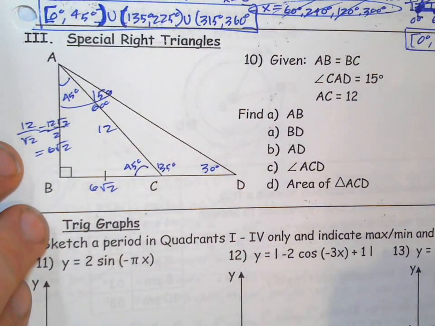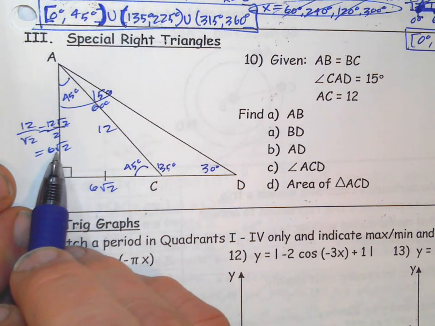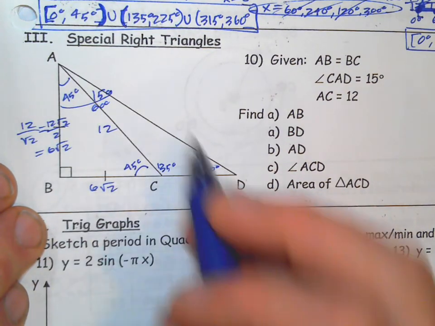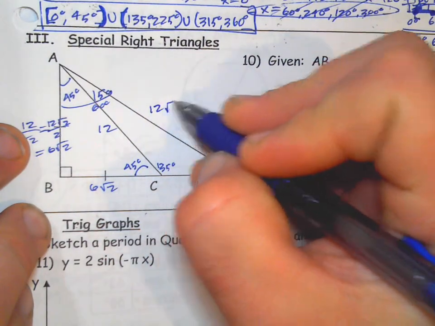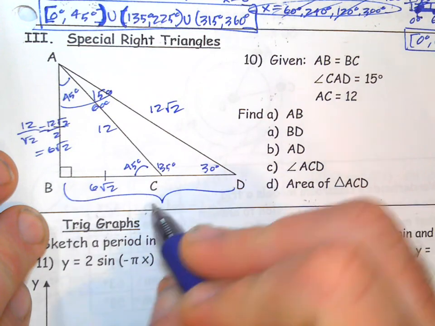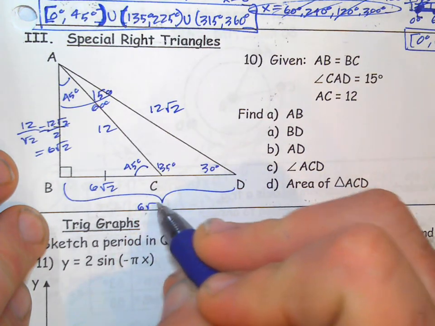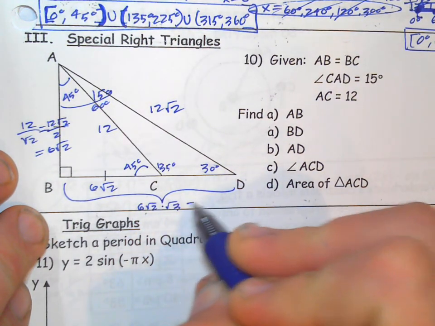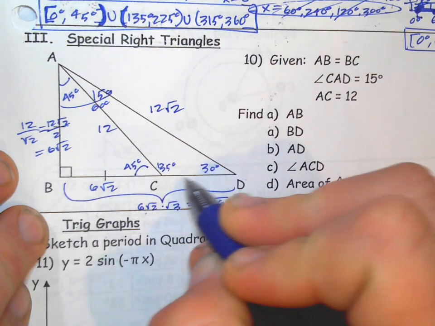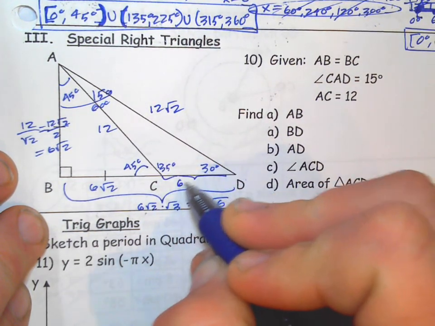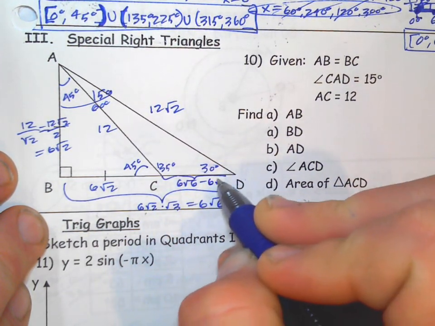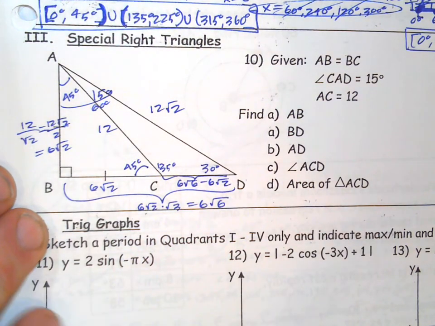Now we're going to probably have to work off this guy. This is the short leg of the big 30, 60, 90. So the hypotenuse is going to be 2 times the short leg. And then the long leg is going to be short leg times root 3, which is going to give you 6 root 6, which makes the length of this line right here going to be 6 root 6 minus 6 root 2. I think we've pretty much found everything on there.